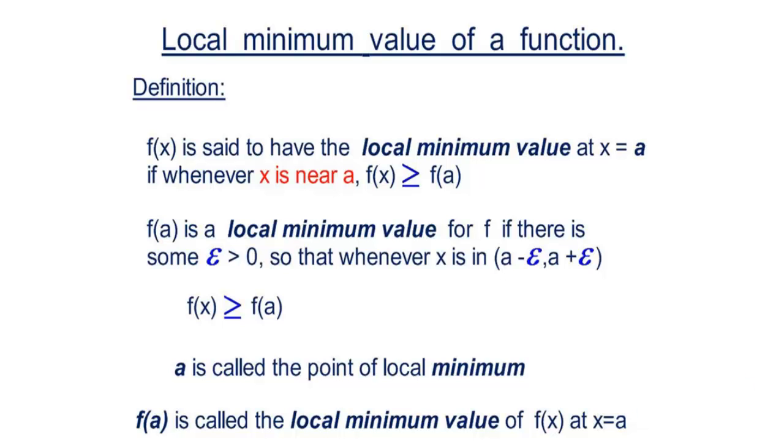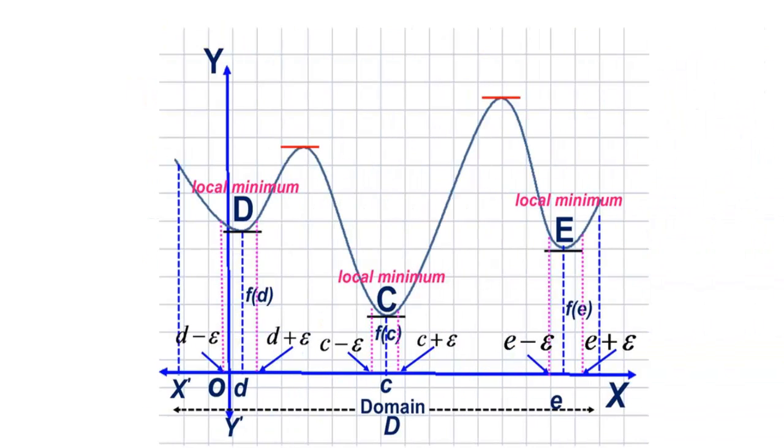Let us understand the same with the help of this graph. Now in this graph, first let us consider the point C here. If we take the interval c minus epsilon and c plus epsilon in the neighborhood of the point C, we say C is the point of local minimum and f of C is the local minimum value.